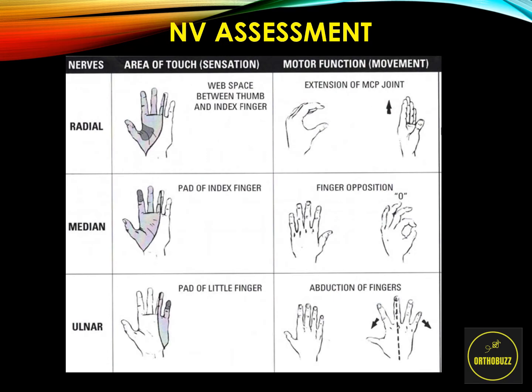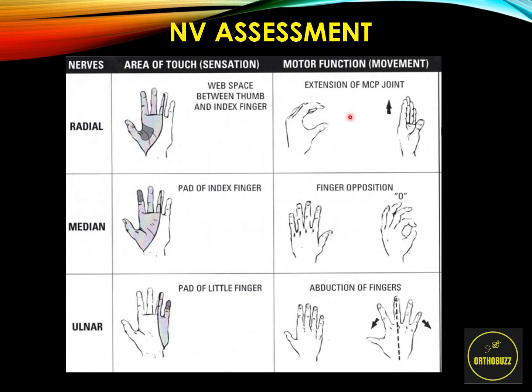But very briefly, we want to test the median, radial and ulnar nerves, both the sensory and the motor distributions. As we can see, we're going to touch on the dorsum or back of the hand between the thumb and the index finger to test radial nerve sensation. We're going to test the tip of the index finger on the palmar side of the hand for median nerve, and the little finger on the palmar or the dorsal side for the ulnar nerve.